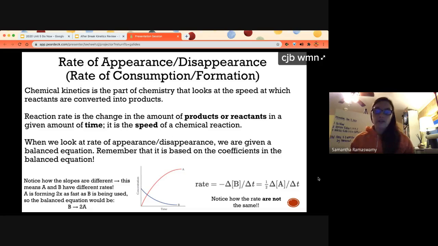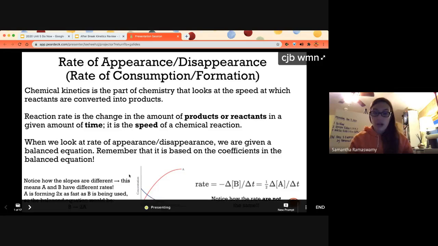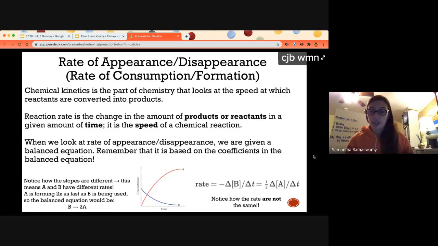So when we look at rate of appearance or disappearance, remember that we're given a balanced equation and it's always based on the coefficients. So in this graph down at the bottom of the slide, this was a question on mastering where you're looking at concentration over time. Notice how the slopes are different. The slope is the rate. So that means that A and B have different rates.